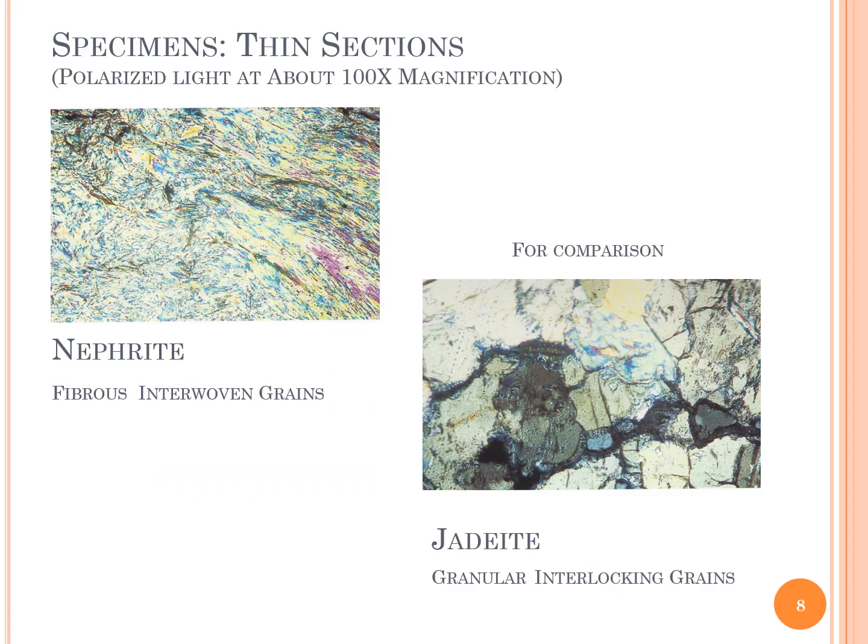Now, if we take a look at the thin sections, and if you recall what a thin section is, it's a very thin piece of the rock, sliced so thin that you can actually see light through it. And then we shine different types of light, in this case polarized light, which brings light in one type of orientation through the stone, and we magnify it here about 100 times.